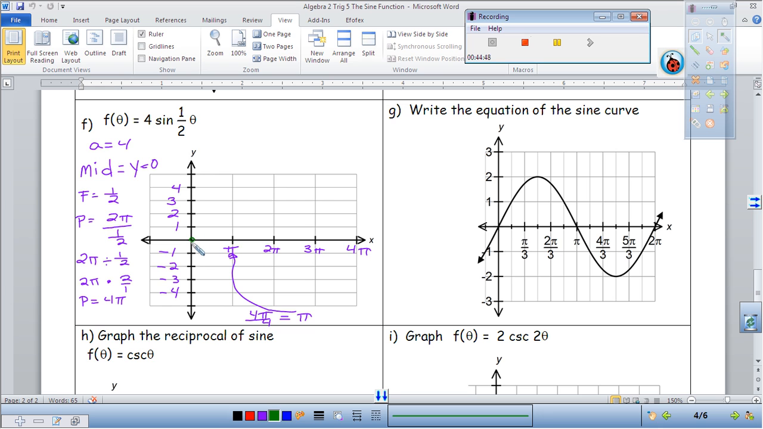Okay. You start at 0, 0. I'm going to plug in the first one, just to remind us how this works. 4 times the sine of 1/2 times pi. Sorry, just pi, my bad. That gives me 4 times sine of pi over 2. We go back to our unit circle.